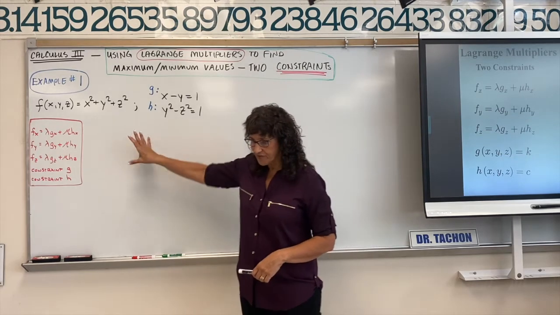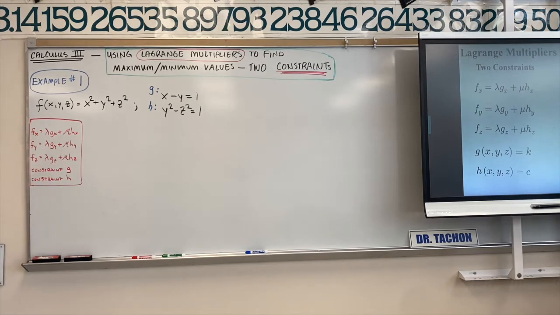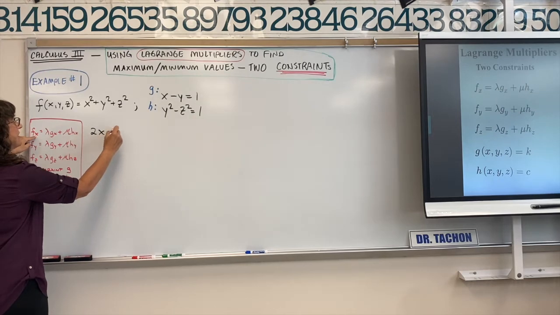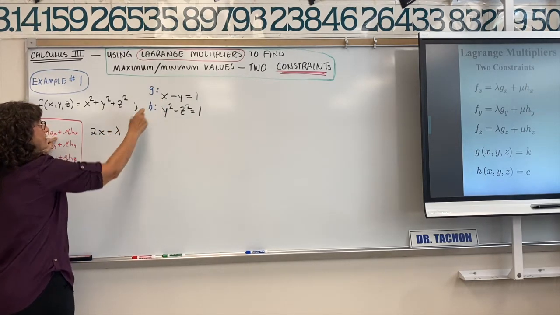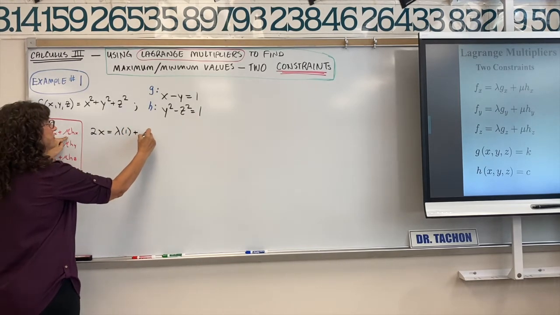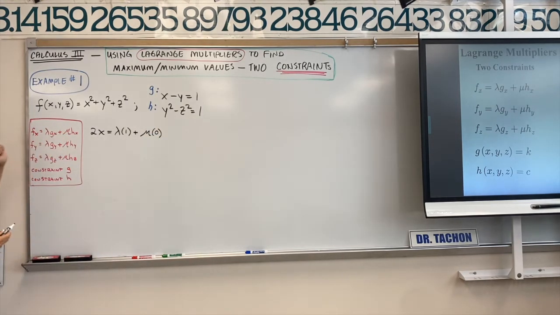So let's start by setting up our system of equations using the partials and the Lagrange multipliers. I jotted down the formulas over here on the screen. We take the partial of our function with respect to x, that's 2x, and set that equal to lambda times the partial of g with respect to x, that's 1. And then we add to that mu times the partial of h with respect to x. We don't have any x's there. So there's our first equation.